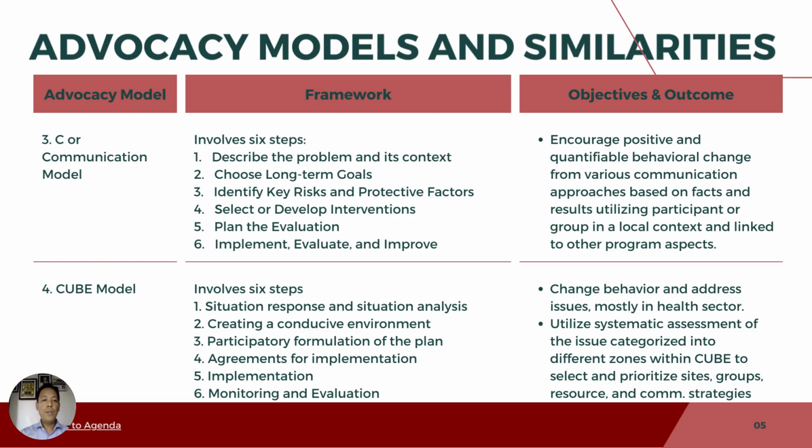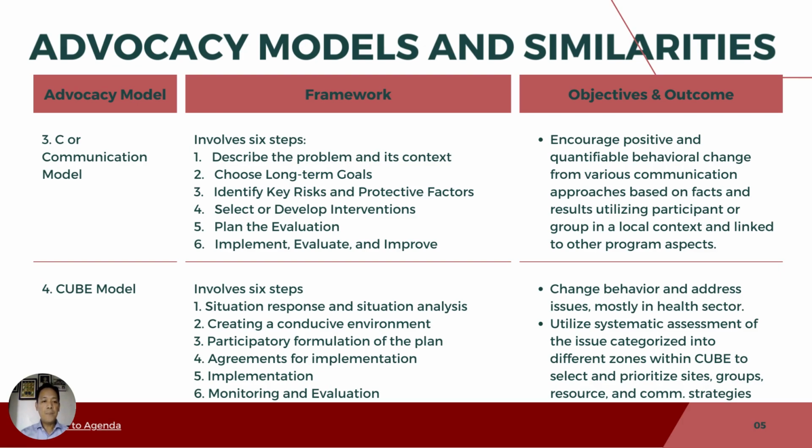C or communication model has 6 steps, so includes describing the problem and its context, choosing the long-term goals, identifying the key risks and protective factors, selecting or developing interventions, planning the evaluation, as well as implementing evaluation and improvement. And the objectives and outcome for the C model is to encourage positive and quantifiable behavioral change from various communication approaches.